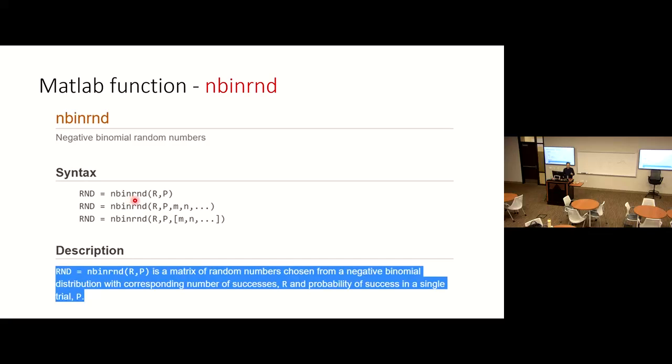But this function also generates a random number that is a count, an integer, which follows the negative binomial distribution. You need to put two numbers in this in order to generate one random number, and this number will be an integer. So what are those two numbers? You need to have R. R is the number of successes, and the other is the probability of success in a single try.